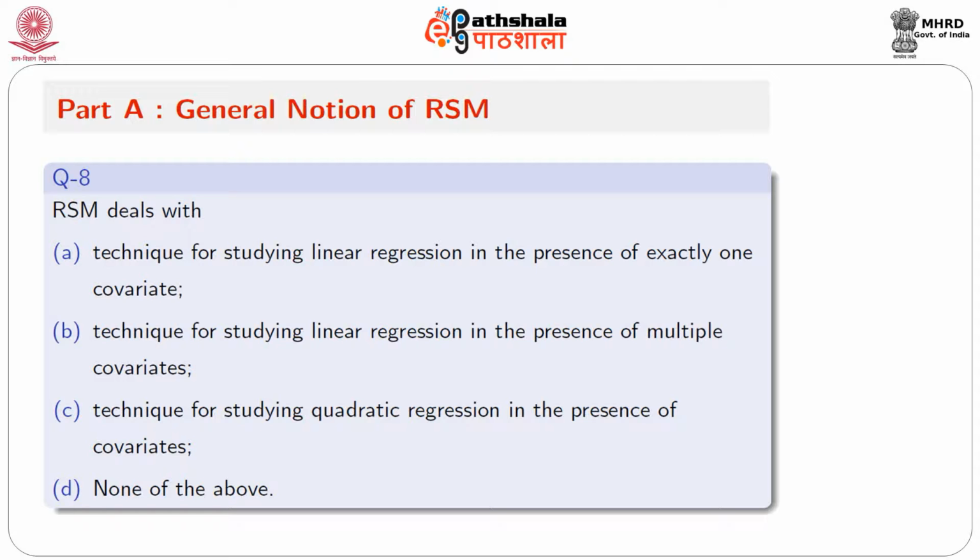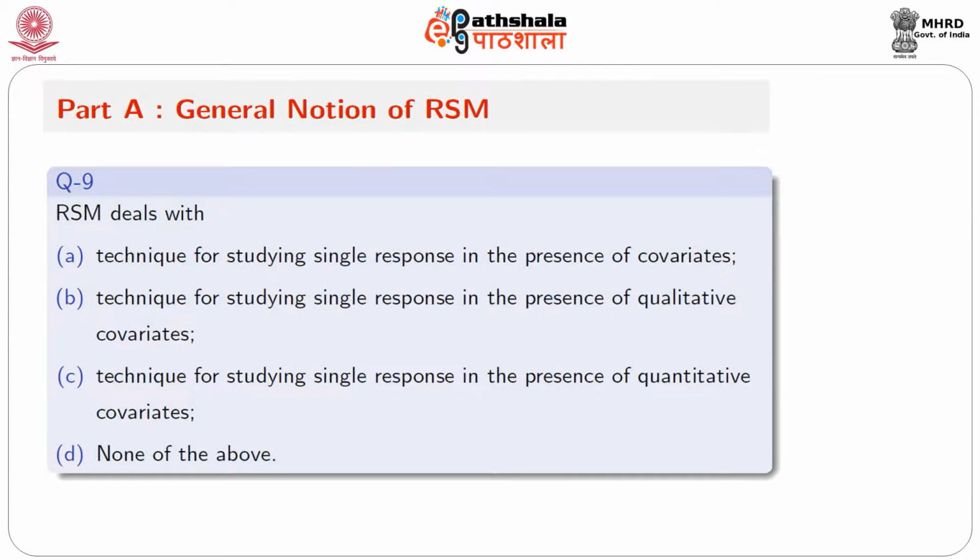When we talk about RSM, we don't know how the surface goes. The nature of the surface is totally unknown. We cannot say it is linear, we cannot say it is quadratic. It is true that it is a technique for understanding the nature of the effect of the covariates on the response Y. But you cannot specify it like this or that. So here the closest answer is none of the above. We have to go further.